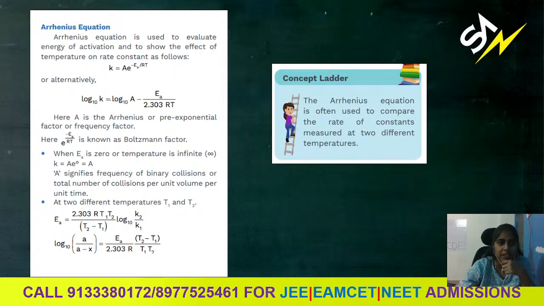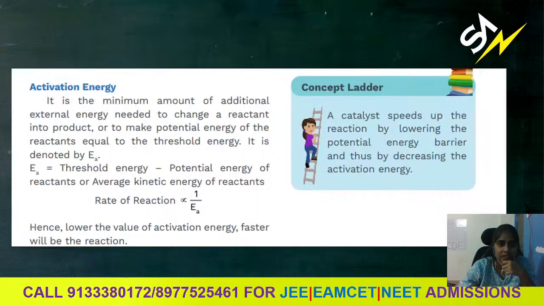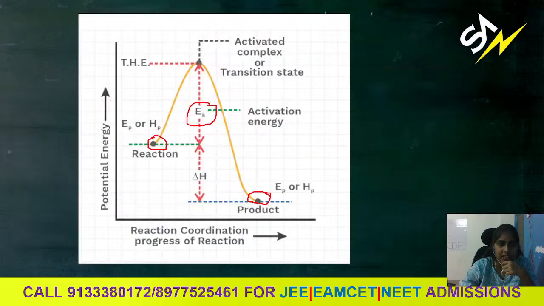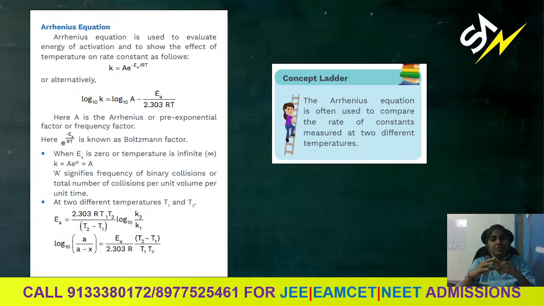So from all the above points, we can derive an equation, that is the Arrhenius equation. See, this Arrhenius equation is used to evaluate the energy of activation and to show the effect of temperature on the rate constant. So this equation shows the relation between activation energy and rate constant.